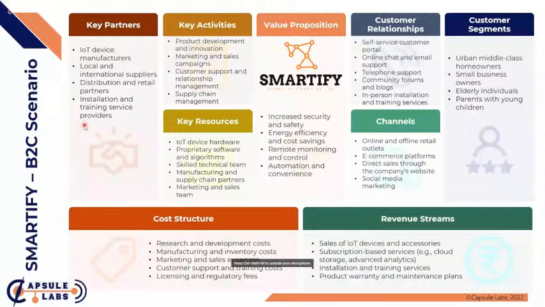Right? So accordingly, the cost structure is broken down in terms of its R&D costs, its manufacturing and inventory costs, its marketing and sales expenses, its customer support and training costs, its licensing and regulatory fees, right? So that's where the costs come in. Right? So good. I think that's a quick introduction to how you use the business model canvas in order to create what would be applicable for you, right?